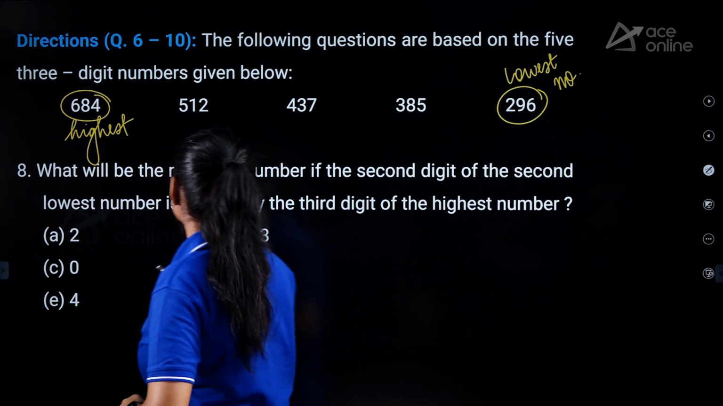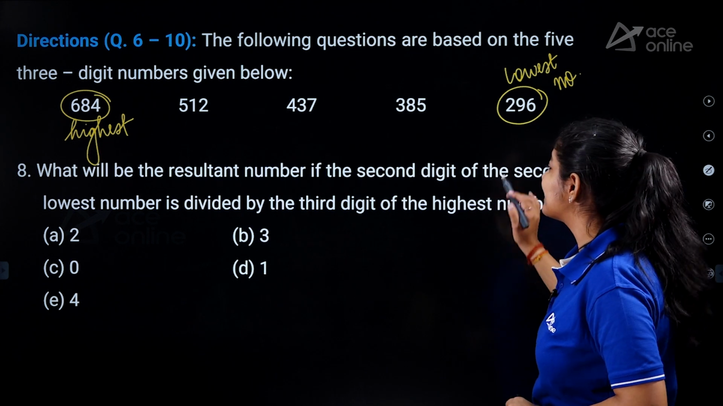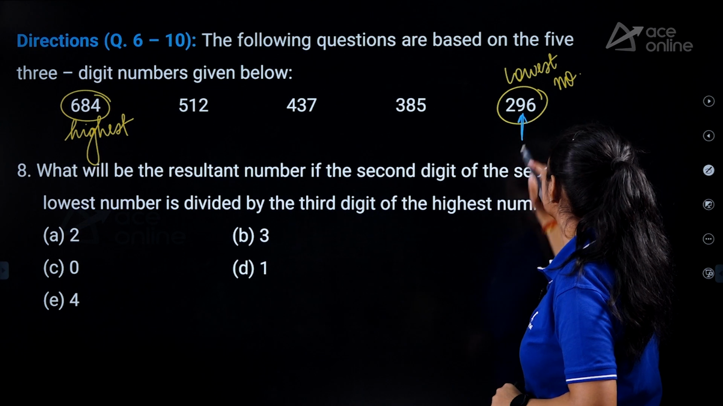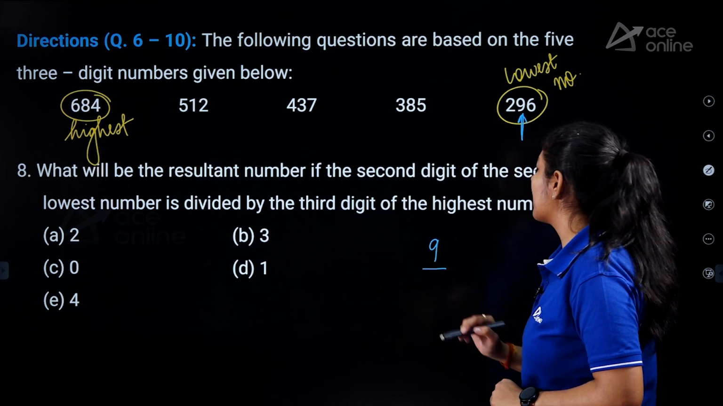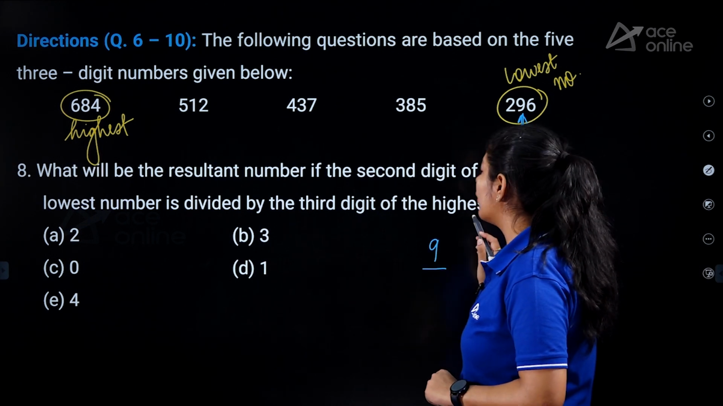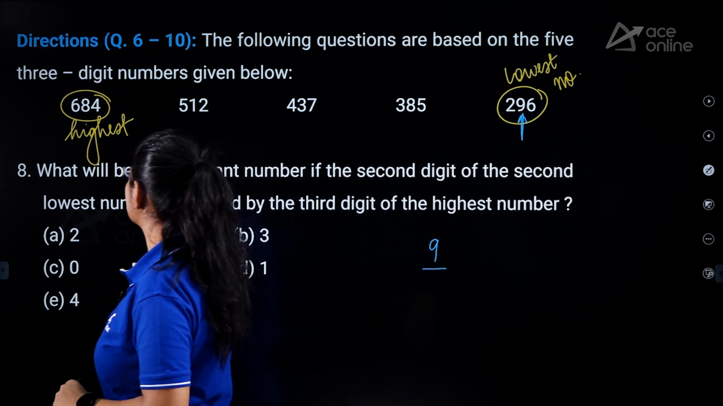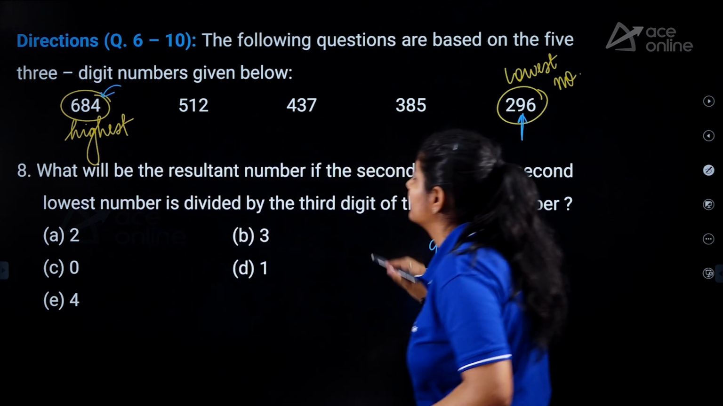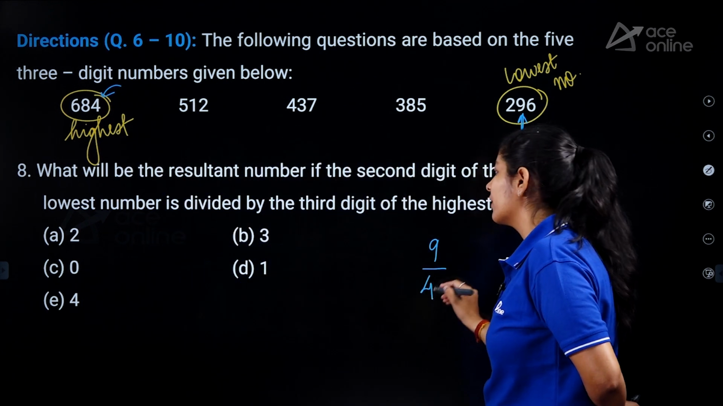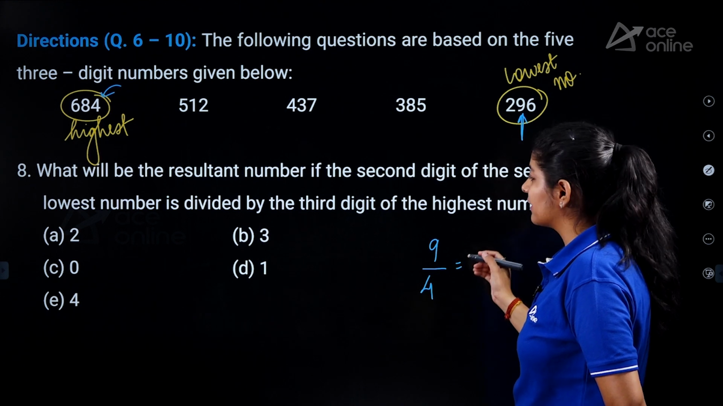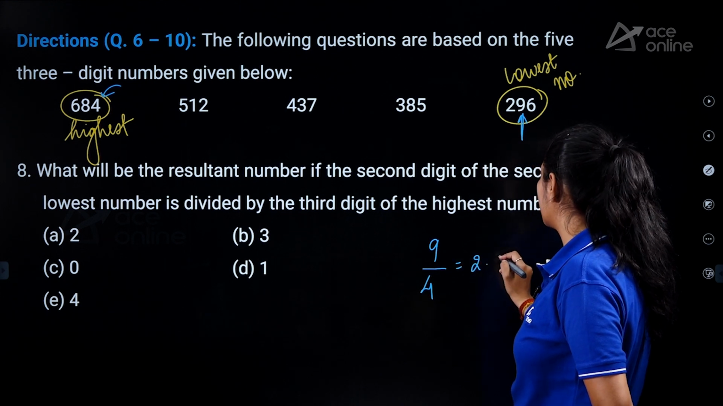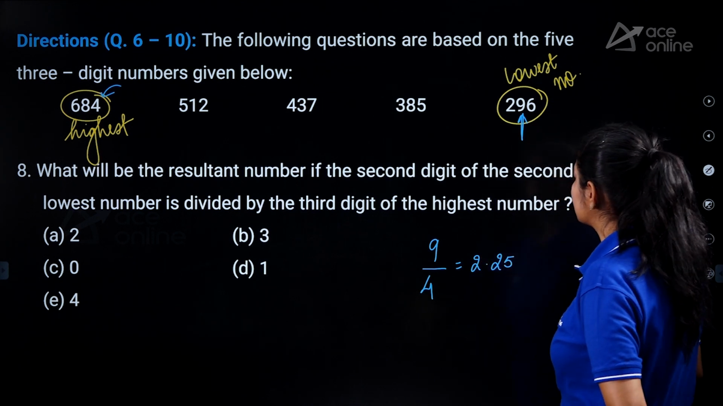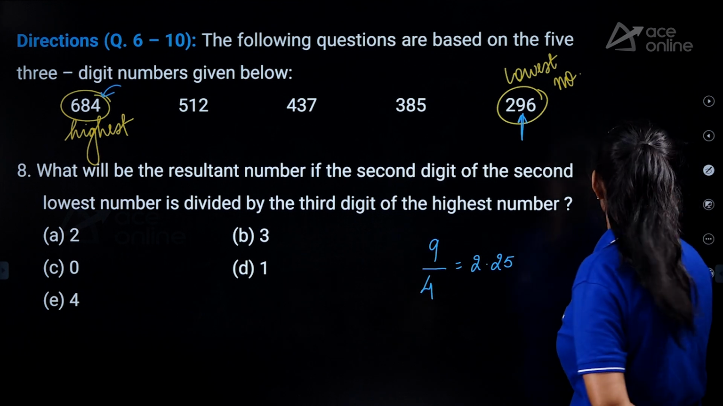Now we have to take the second digit of the lowest number. That means we have to take 9. Now this 9 is divided by what? The third digit of the highest number. So we can say that the third digit of the highest number is this one, 4. When we divide it, it gives us an answer near 2.25, or something else.